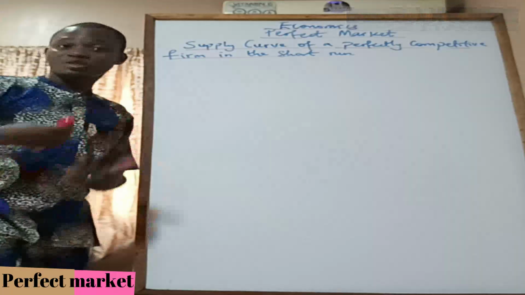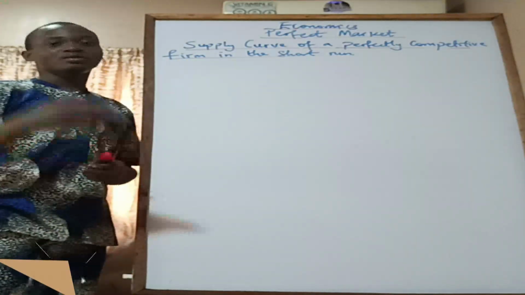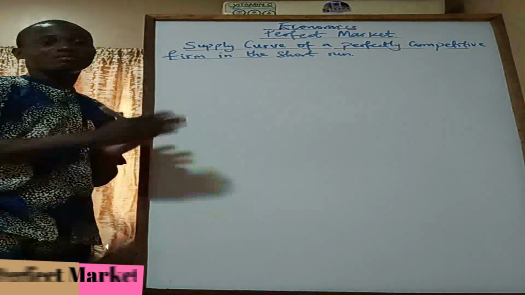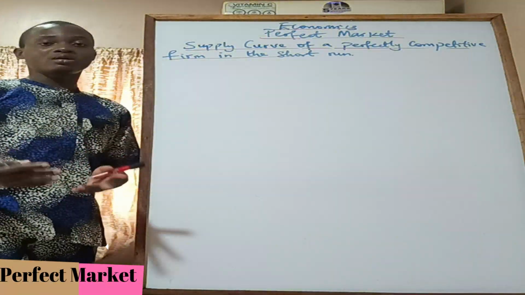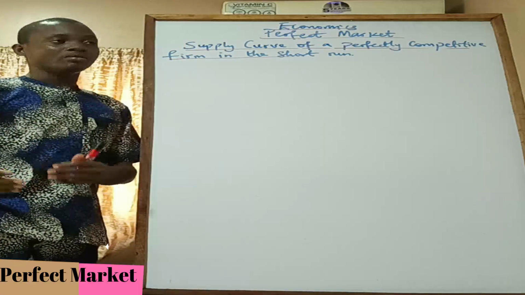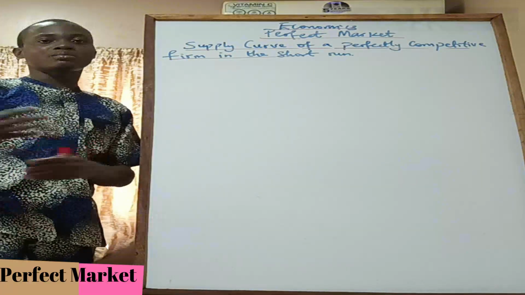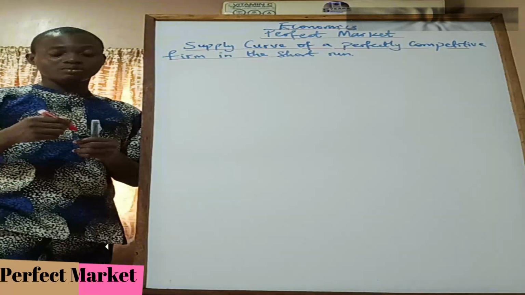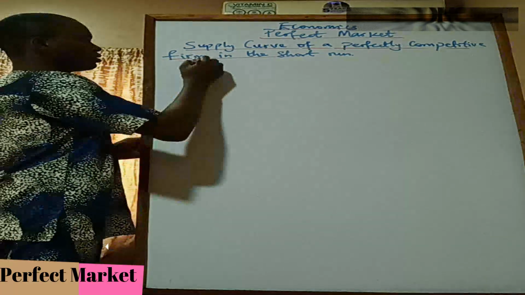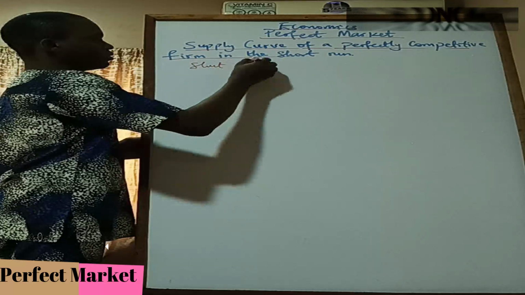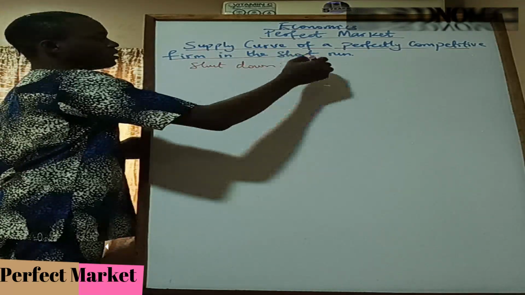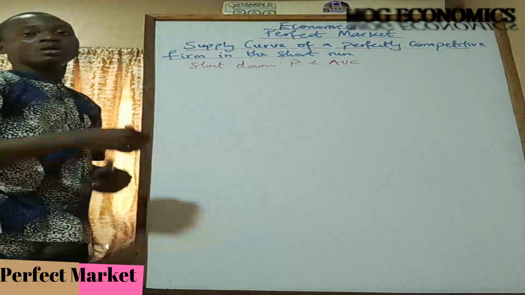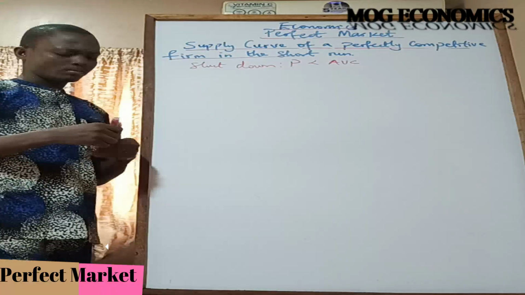We'll continue where we stopped in the last lesson, looking at perfect markets. The first thing we are going to start with here is the supply curve of a perfectly competitive firm. The first thing we need to know is what we call our shutdown position. It is where price is lower than AVC. As long as your price is lower than your AVC, you shut down in the short run, right?